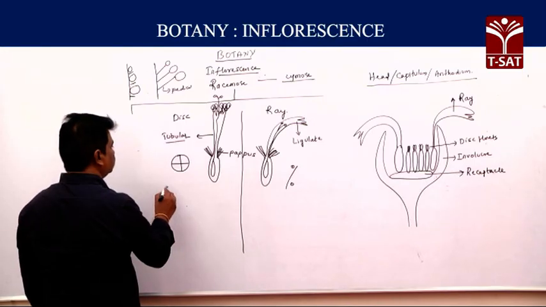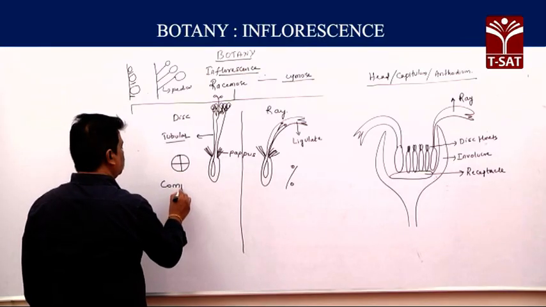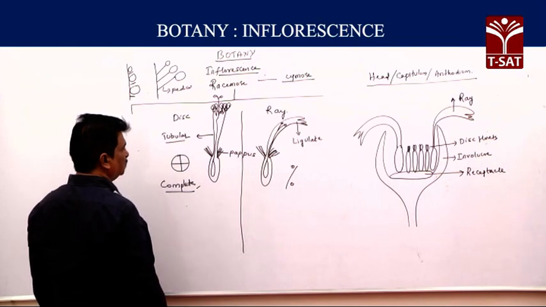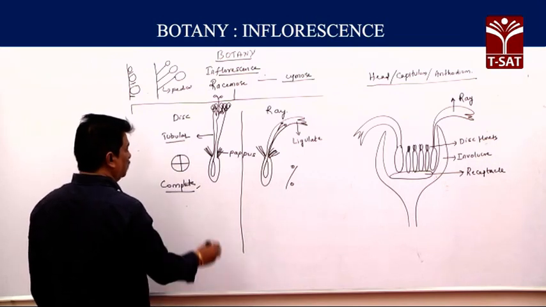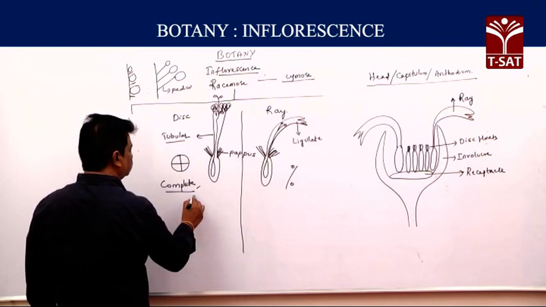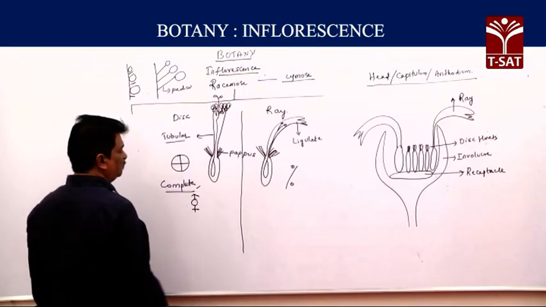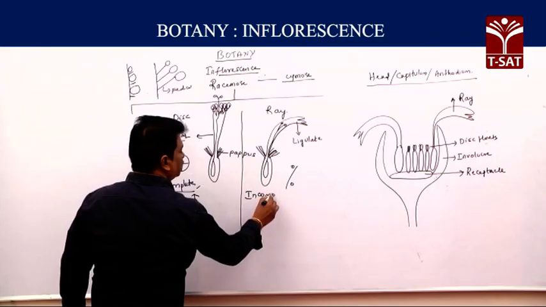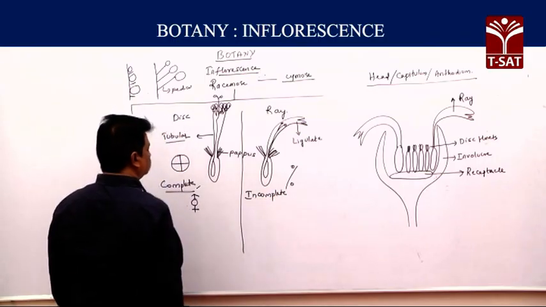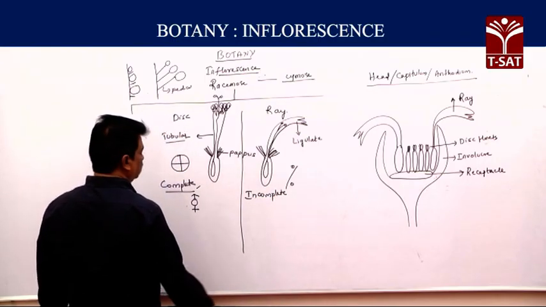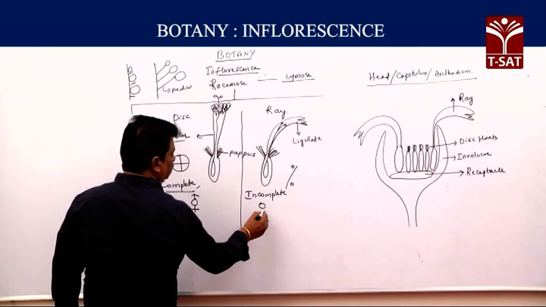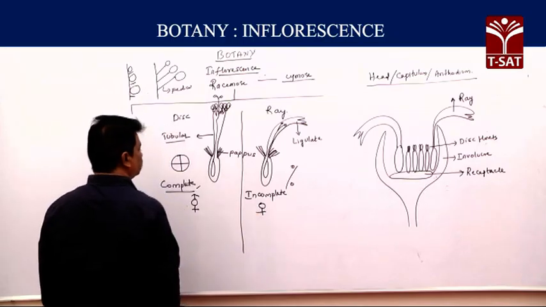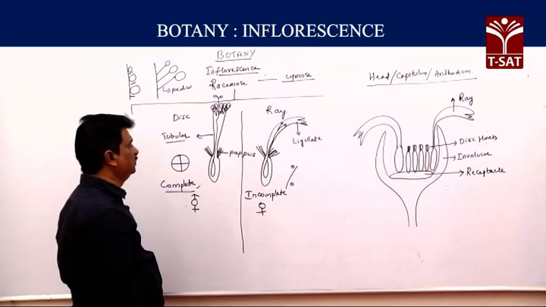And in disc florets, all four floral parts are present. So disc florets are called complete. And both sex organs present, so disc florets are bisexual. Ray florets, androecium is absent, so it is an incomplete flower. And in ray florets, only gynoecium is present. So ray florets are called female.